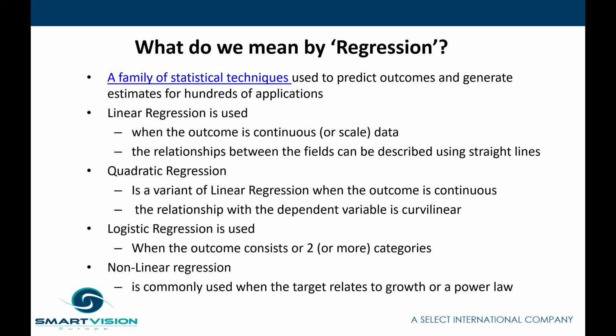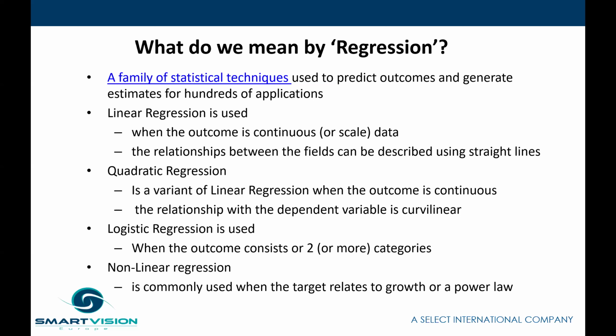So what do we mean by the term regression? Well, people use the term regression to refer to all sorts of different things. Within data science, regression is often used just to refer to techniques where you're trying to predict a number outcome as opposed to a category outcome. You're trying to predict a value. But in reality, regression refers to a family of statistical techniques used to predict outcomes and generate estimates for hundreds or hundreds of thousands of applications.